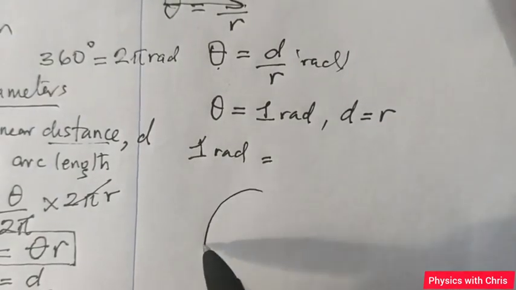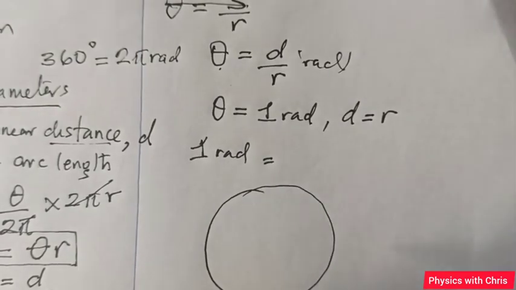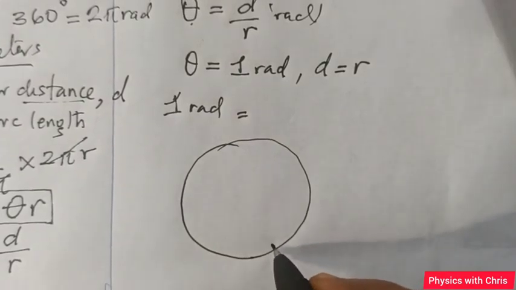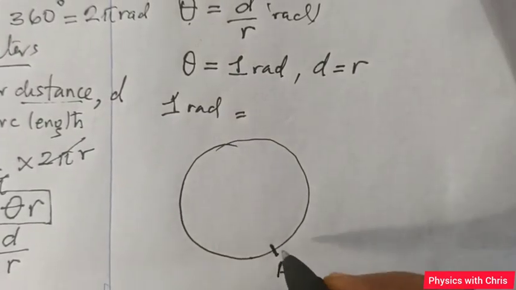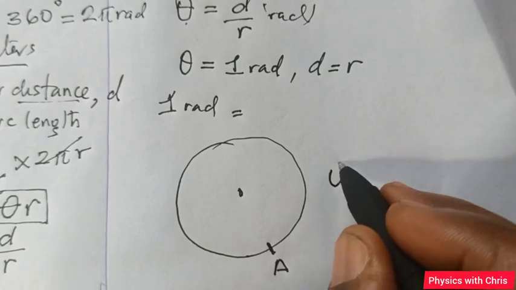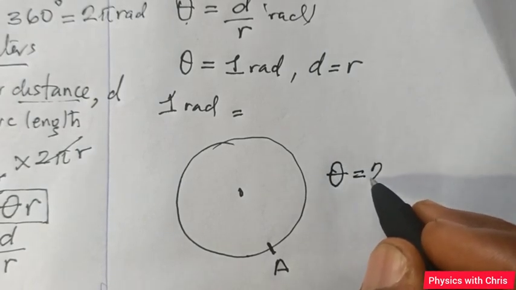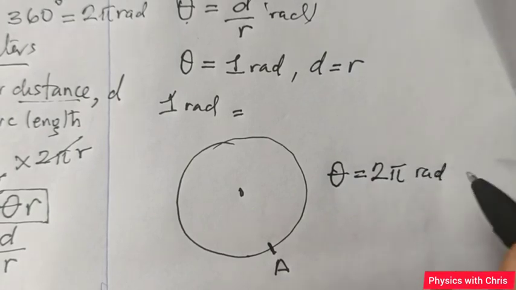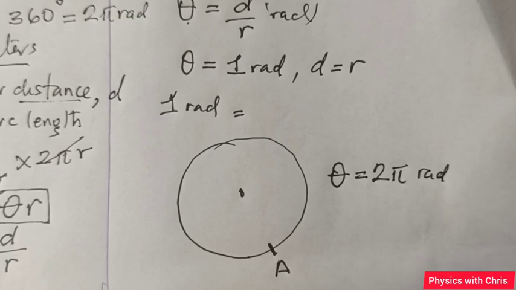Okay, so when I have this, if the body starts from here, for instance, and makes a complete cycle, let's say this is the starting point at point A, it goes round the circle once. So the total angular displacement covered is 2 pi radian, just like we know that the angle in a circle is 360.